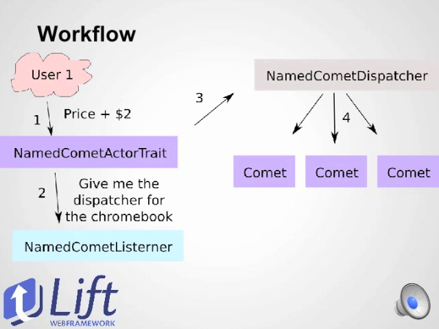So here's an example. We have user 1 updating the price by $2. Then the Comet will actually query the name Comet Listener, saying give me the dispatcher so I can send it this message. And then the dispatcher, on step number 4, will go ahead and send the message to the 4 Comets that are looking at this Chromebook.